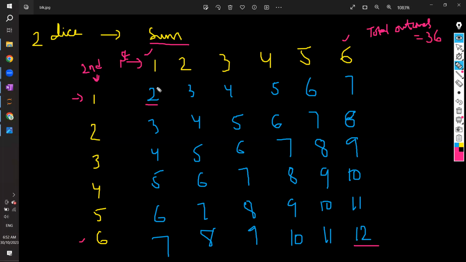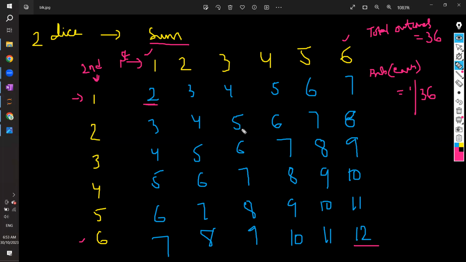So what will be the probability of each outcome, guys? 1/36. Correct. So it will be 1 by 36. Fine. So I can simply write sum equal to 2, 3, 4, 5 till 12, and each probability will be 1 by 36.